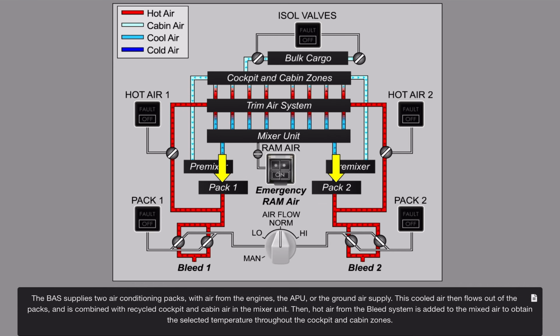The bleed air system supplies two air conditioning packs with air from the engines, the APU, or the ground air supply. This cooled air then flows out of the packs and is combined with recycled cockpit and cabin air in the mixer unit. Then, hot air from the bleed system is added to the mixed air to obtain the selected temperature throughout the cockpit and cabin zones.